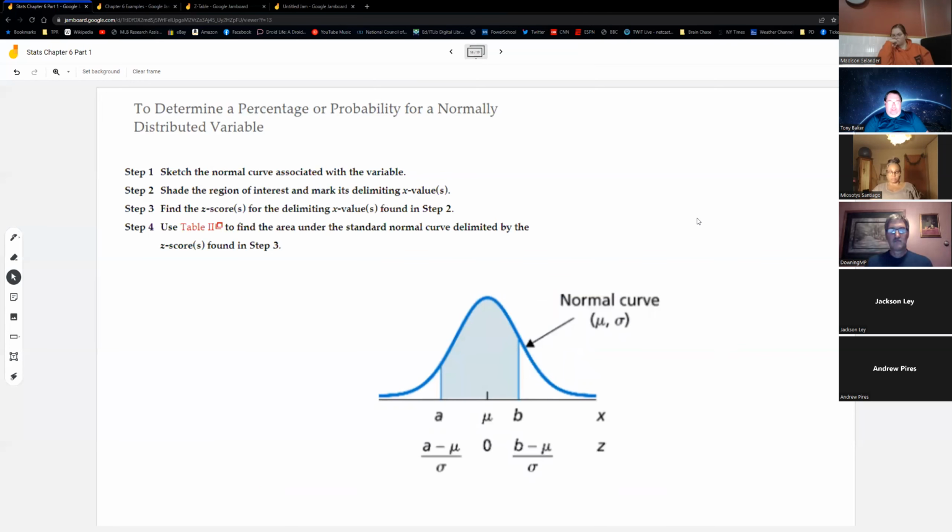All right, I'll give you a few minutes to finish writing that down because you're going to need it going forward. That right there is probably the most important formula we're going to need, because pretty much everything else is going to be using the z-table.